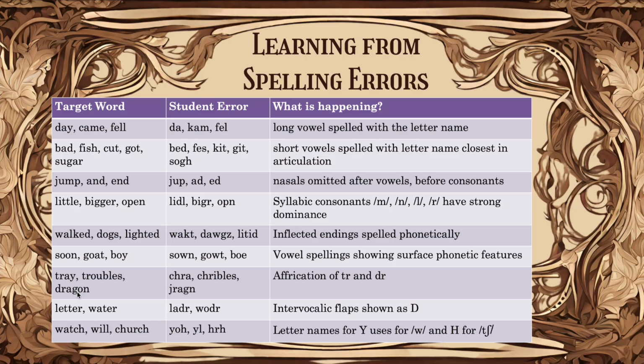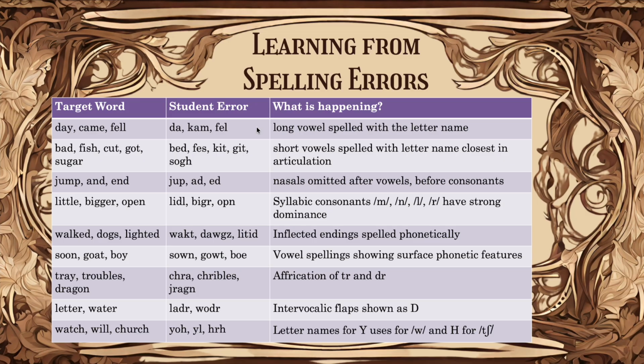Tree, trouble, and dragon has an affrication, so we go back and work on that movement between the two sound letters. Same thing with the flaps coming up. And down here on the last one, where they're confusing their glides, the watch, the will, and the church. So they're hearing too much of that and not articulating or understanding the fullness of that sound. And so we'd go back and correct that H for church, and then that confusion between the Y and the W sound.